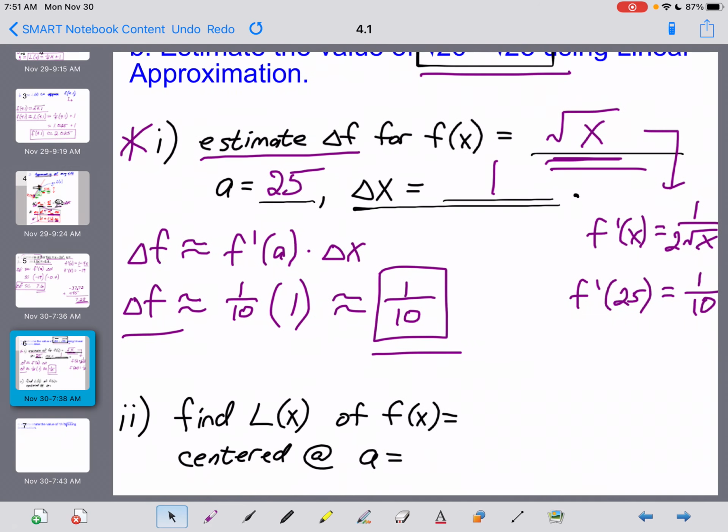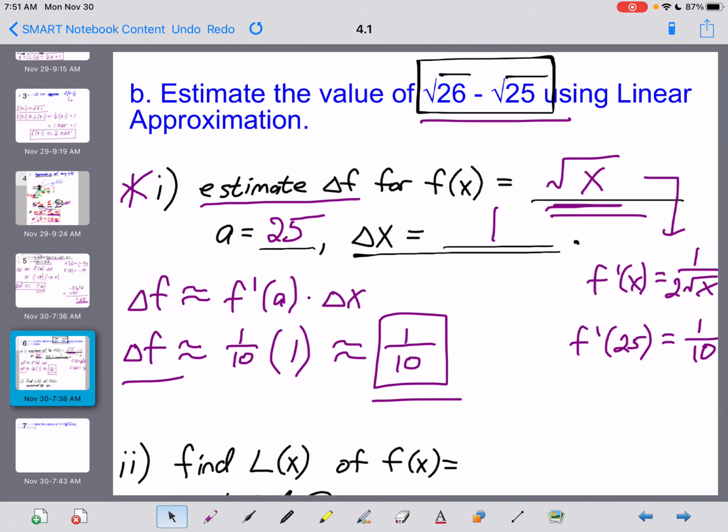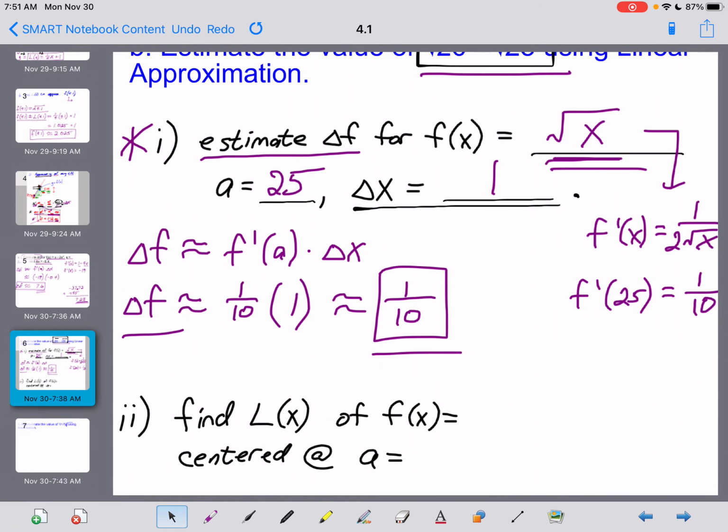The second thing that we had written down right here is we're going to find L of X of that particular function here centered at your value there. So what's going on here? This is kind of like two different variations on the same question, or maybe two different ways of doing it. I think I remember what I was going on. So we're going to get the same answer here on part 2 that we got in 1. But let me show you what I meant here.